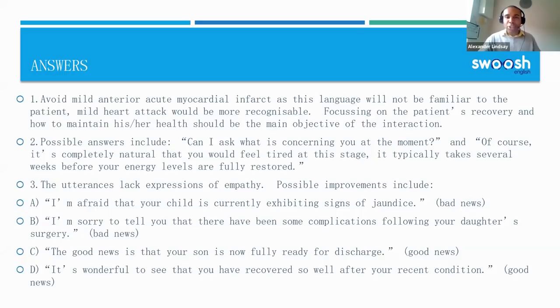Okay. So those are some suggestions, but the examples that you came up with in the group were also very much appropriate. So that's taken us to the end of today's class. Thank you very much for your participation.